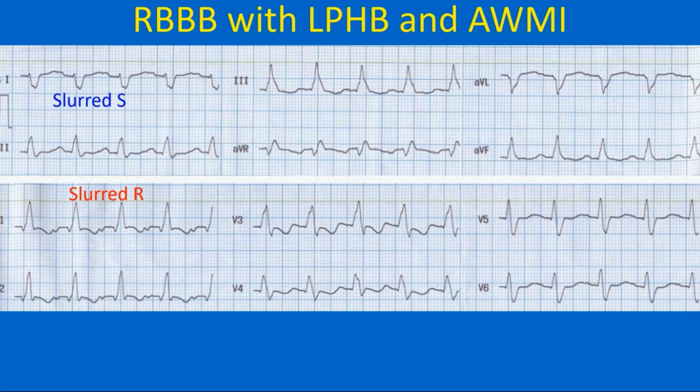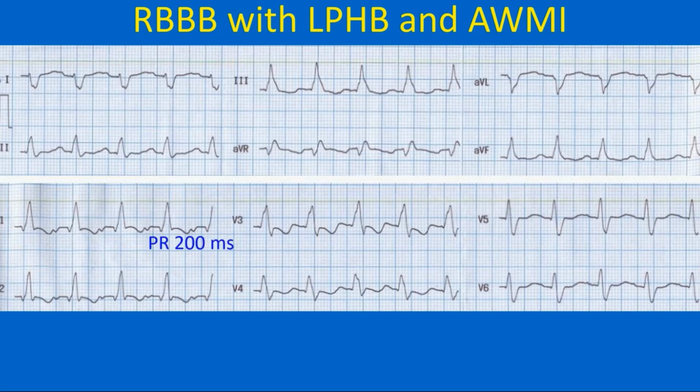ECG showing RBBB with LPHB and anterior wall myocardial infarction. Right bundle branch block is evident as wide QRS, 160 milliseconds, slurred S wave in lead 1 and slurred R wave in V1. In V1, there is QR pattern suggesting anterior wall infarction with right bundle branch block, QRBBB. The QRS shows right axis deviation, dominant negative deflection in leads 1 and aVL, with dominant positive deflections in aVF, along with RS pattern in lead 1 and QR pattern in leads 3 and aVF, suggesting left posterior hemiblock.